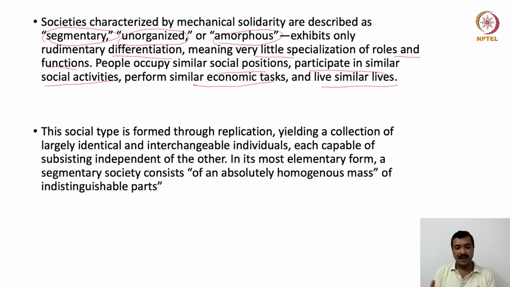So essentially, he's talking about societies characterized by mechanical solidarity as simple societies, and the best example could be that of a tribal society, a primitive society, or a very basic agrarian society. Agrarian society may not be a good example, but a primitive tribal society would be a more acceptable example because it is seen as segmentary, unorganized, amorphous, and exhibits only rudimentary differentiation.